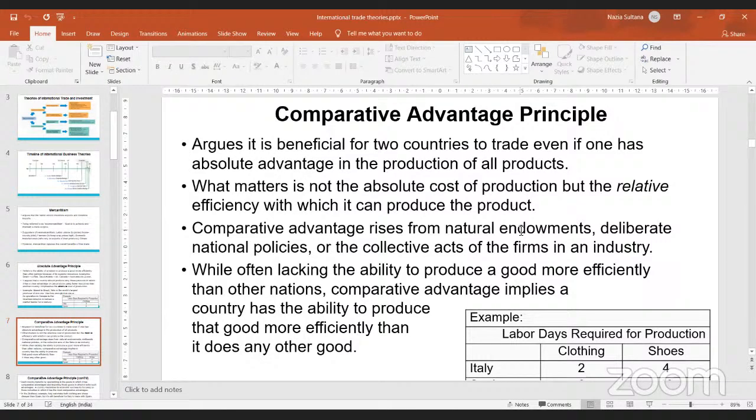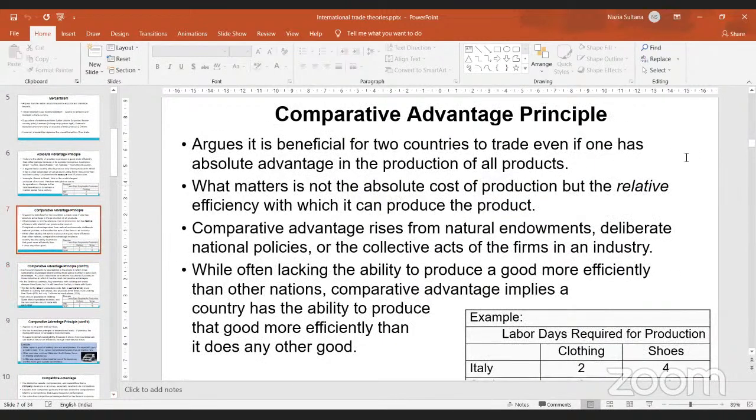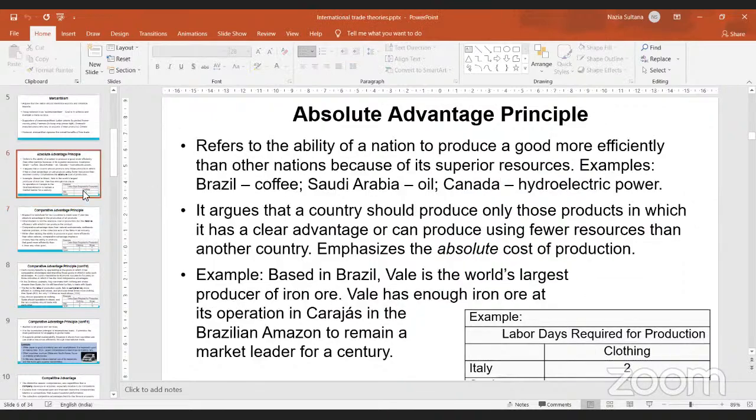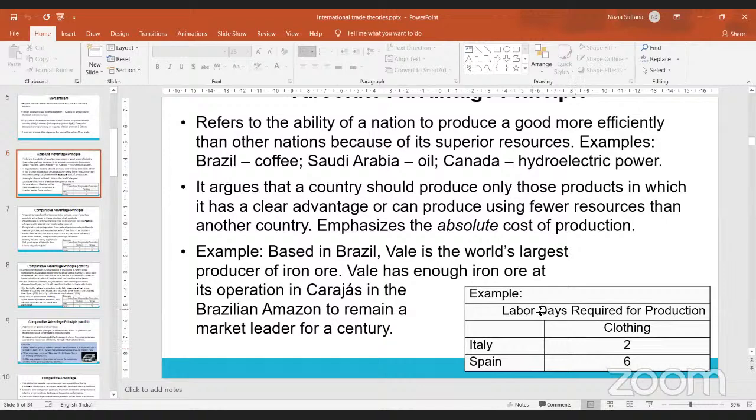So this comparative advantage, as it is called, may come from a natural resource or a nation's policies or talent that you have in your country, human resources, all the firms acting together in the interest of international trade. It can be anything. So you have an example here. When you say an absolute advantage, in the previous example, if I take days required for production, in the example of clothing, a labor would require 2 days in Italy to produce and 6 days in Spain to produce.